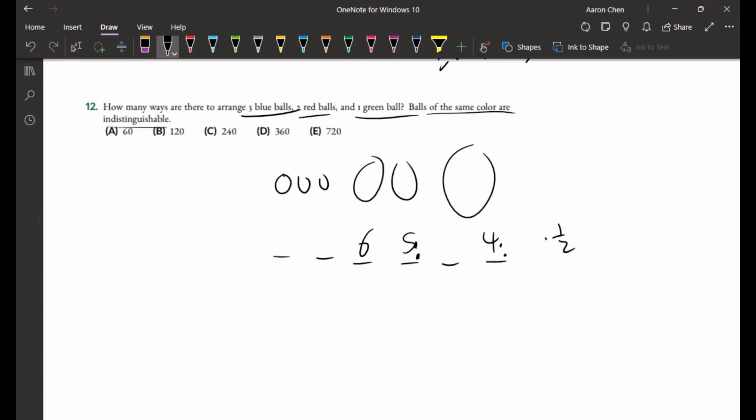And so there's 3 spots left and 3 blue balls left. And so we just put those wherever, kind of. And so that means that the answer to this question is just 6 times 5 times 4 times 1/2. And this is just 60, A.